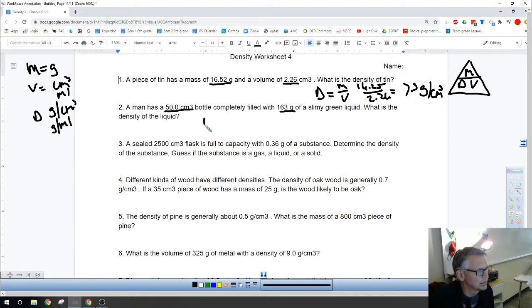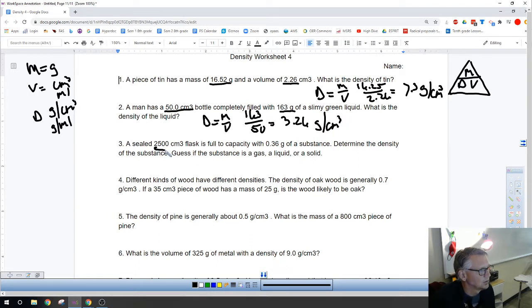Number 2, a man has a 50 cubic centimeter bottle completely filled with 163 grams of green slime. What is the density? Density is equal to mass divided by volume. Our mass is 163 divided by 50, and that should give us 3.26 grams per cubic centimeter.